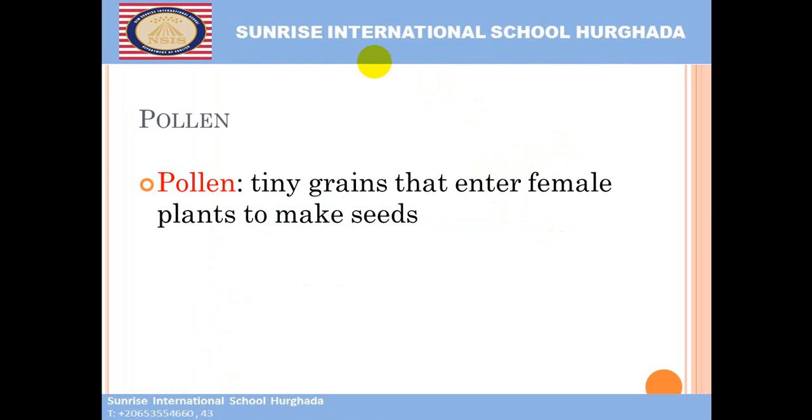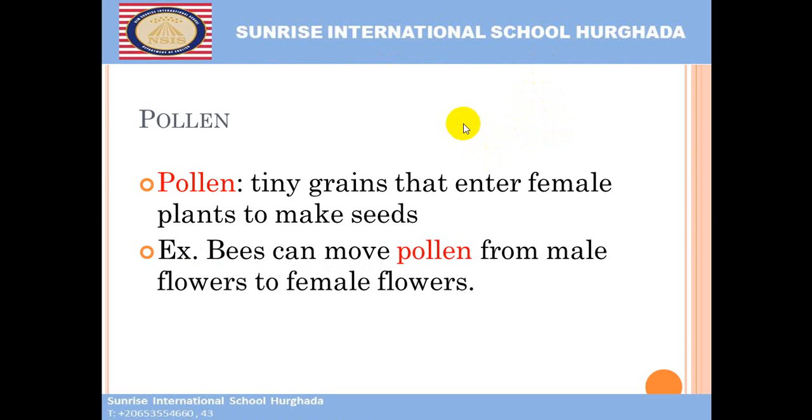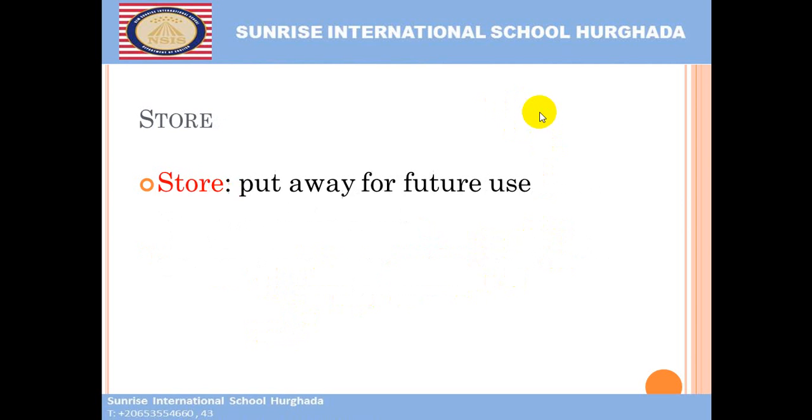So our first word is the word pollen, and pollen are tiny grains that enter female plants to make seeds. So they're made by the male plants, and when they enter a female plant, they make or produce seeds. Okay? Bees can move pollen from male flowers to female flowers.